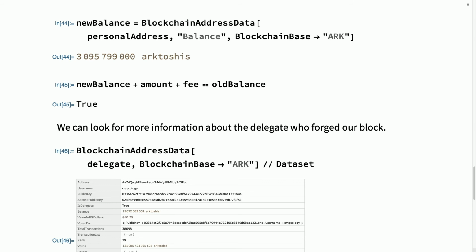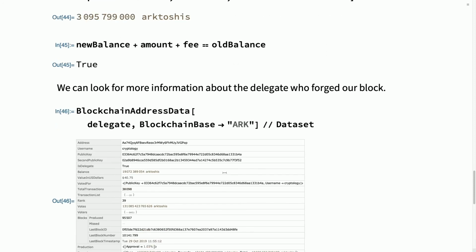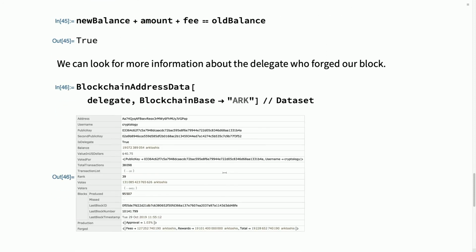So we could also look using blockchain address data, specifically at a delegate. This is the delegate that forged our block. And because this is a delegate, we get actually an extended output here with more information. Some important things, for example, the rank of this delegate is 39. So because he's inside of those top 51, he was able to forge this block. Here we can see the amount of votes they have, right?